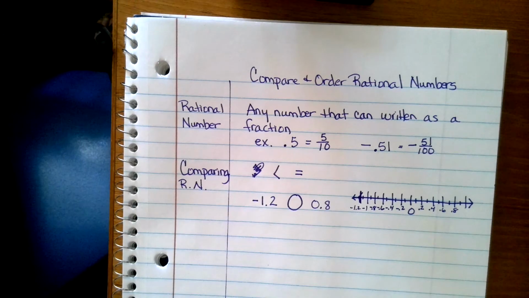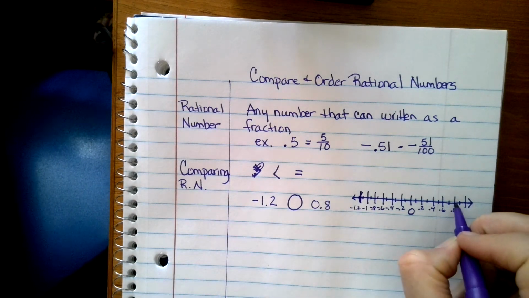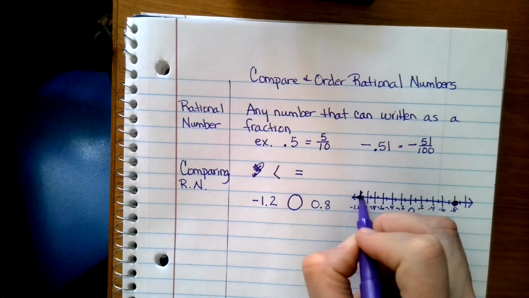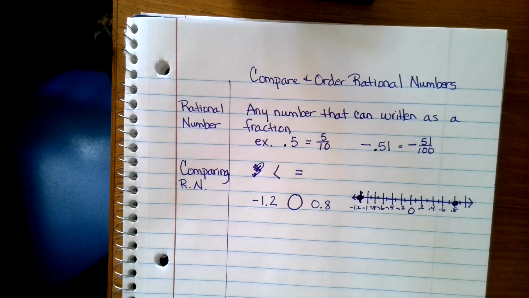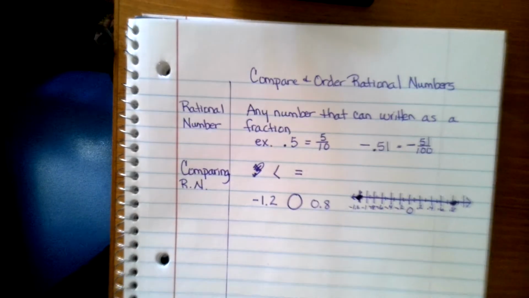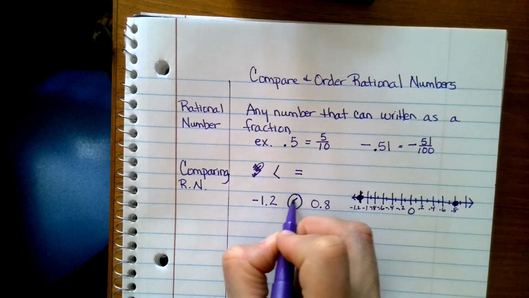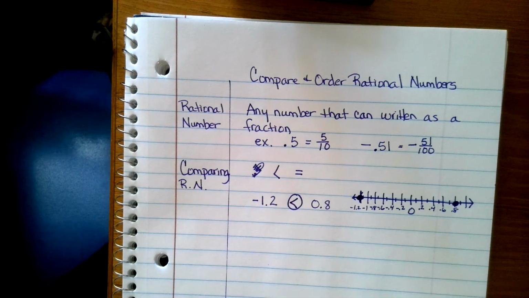So we have this on our number line, and I'm going to plot these numbers. Positive 0.8 is to the right of 0, and negative 1.2 is to the left of 0. I know that anything further to the left on the number line is less than, so I'm going to have the open mouth towards the larger value.